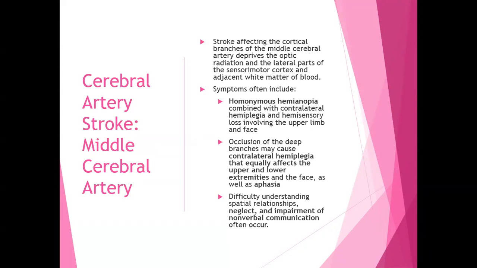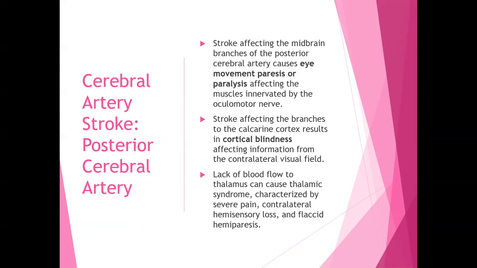So these are sort of the things that we think of as typical stroke symptoms, and that's a middle cerebral artery stroke. The posterior cerebral artery can cause eye movement paresis or paralysis because it affects muscles that are innervated by the oculomotor nerve. It can also result in cortical blindness because it's posterior. It affects the occipital lobe, which is where our vision systems are. And the cortical blindness affects information from the contralateral visual field. So if you have it on the right, your left visual field is affected, and vice versa.